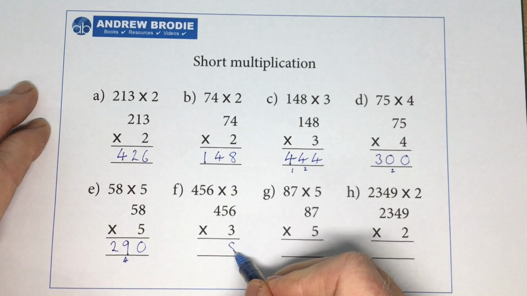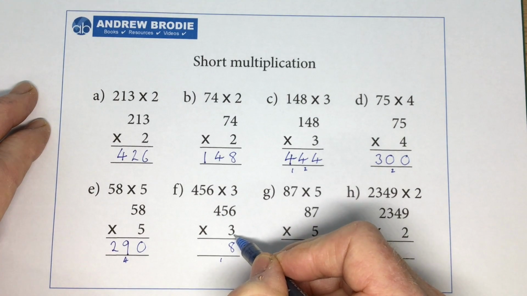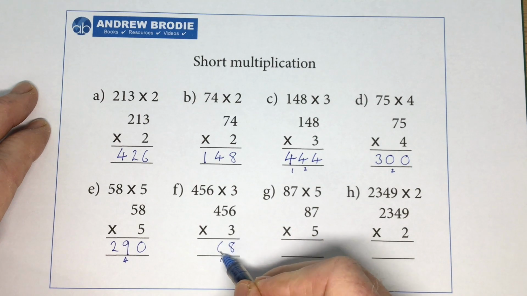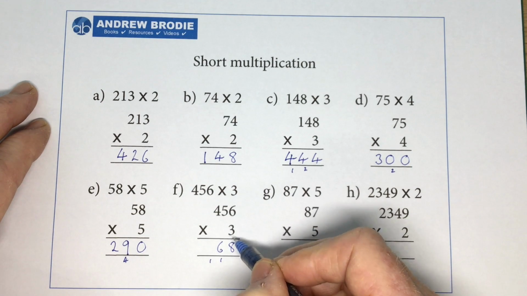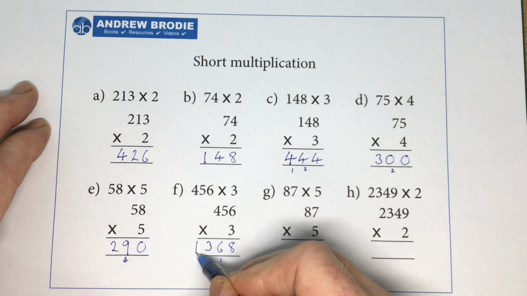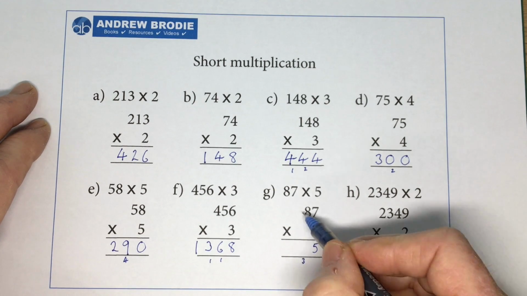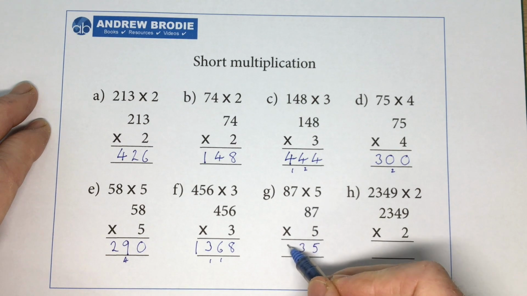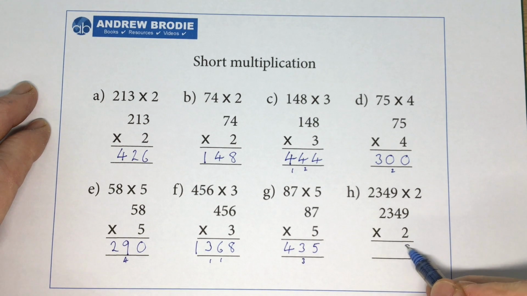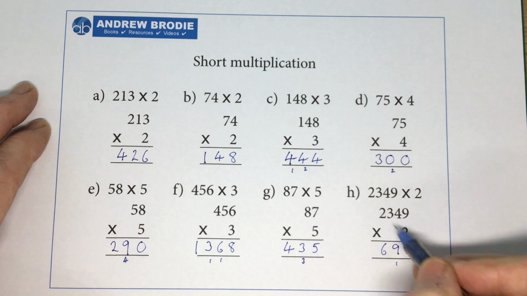6 times 3 is 18. 5 times 3 is 15. Add the 1 makes 16. 4 times 3 is 12. Add 1 makes 13. 1,368. 7 times 5 is 35. 8 5s are 40. Add 3 makes 43. 9 2s are 18. 4 2s are 8. 1 more makes 9. 3 2s are 6. 2 2s are 4.